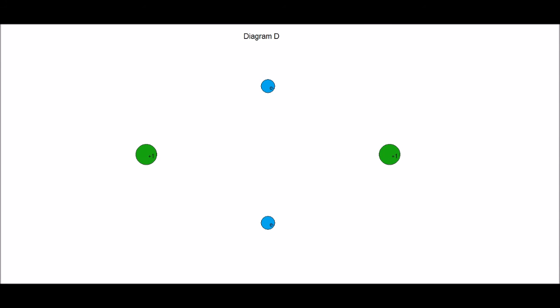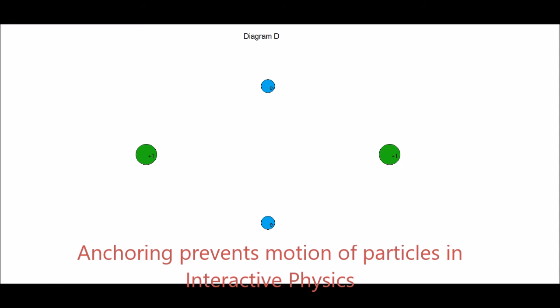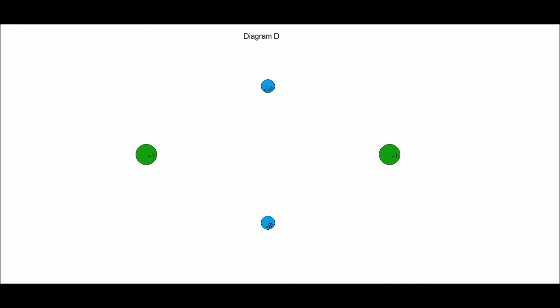Here's the last scenario that we've modeled mathematically. Nothing's anchored here. And look at that. A nice bond is formed, very symmetric. Let's see what happens if I anchor the electrons. Okay, the electrons can't move now. Let's see what happens.